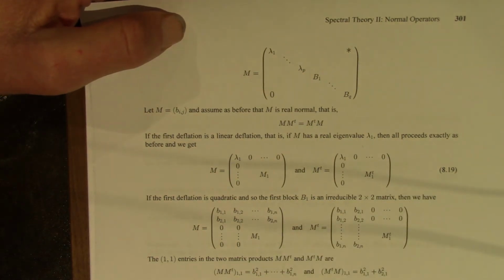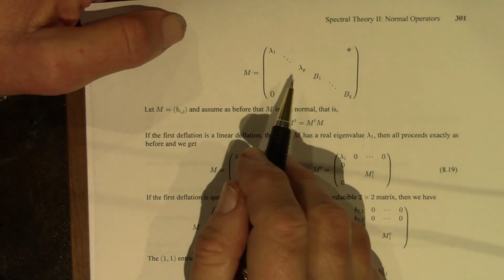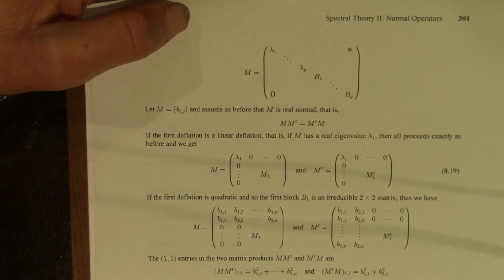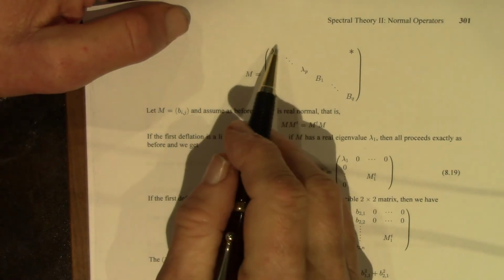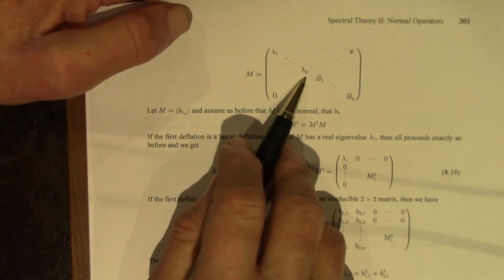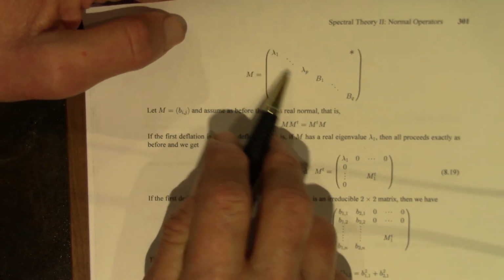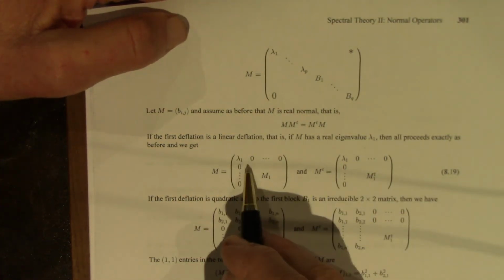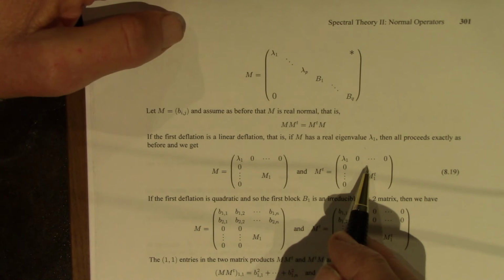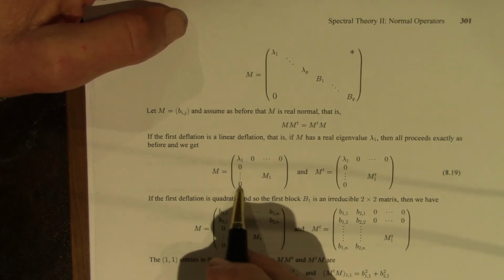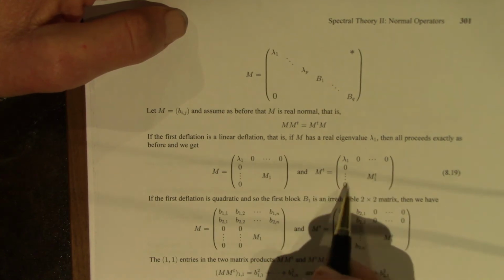And let's look at the first deflation that produced this matrix. If it was linear, and so if this lambda 1 actually exists, remember the lambdas don't have to be in this matrix. There may not be any of them. But if there is one, then we just do a linear deflation, just as before. And it'll produce a row and column that look like this.